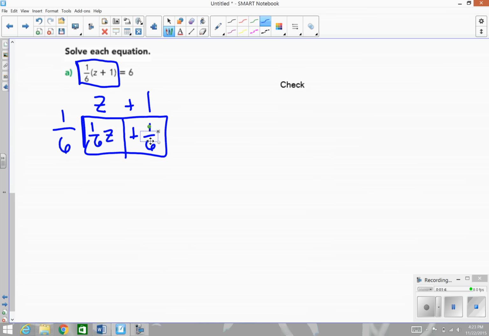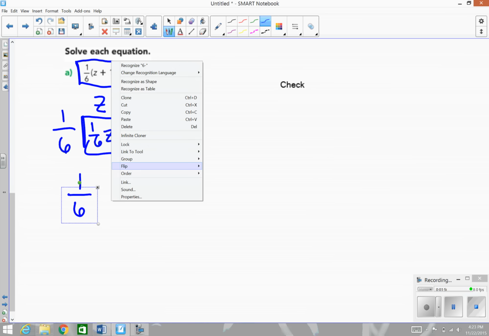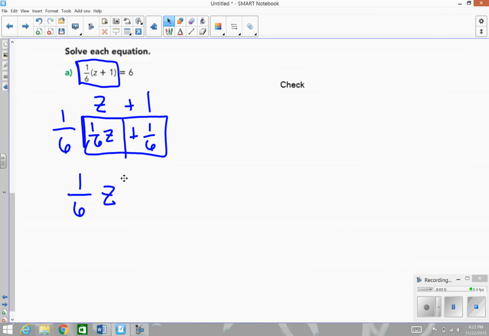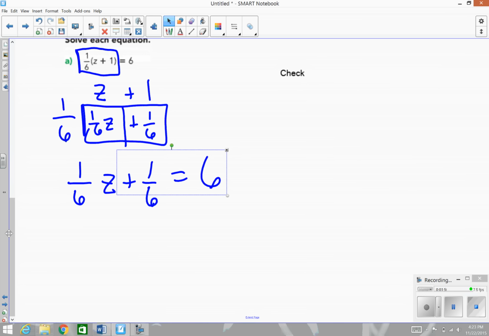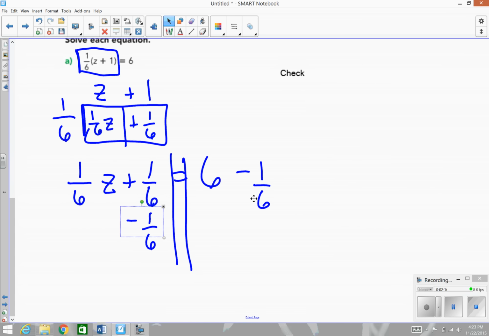Okay, so now we're going to copy that down. We're going to replace the first box with this new box, so we get 1/6 z plus 1/6 equals 6. At this point, we want to draw our river, and we want to take care of the addition and subtraction first. So we want to leave the z term alone, the algebraic term, and we want to subtract this 1/6. I'm going to write it over here just because I know we're going to need common denominators.